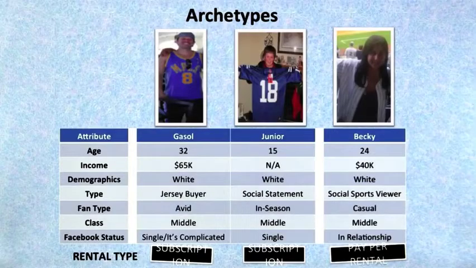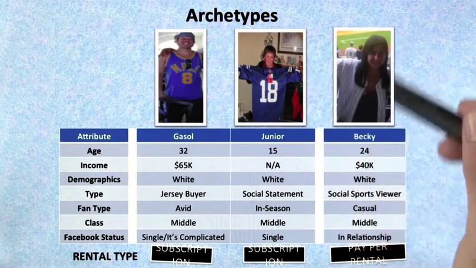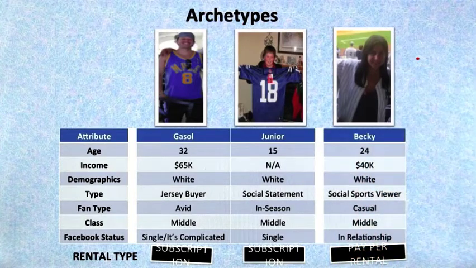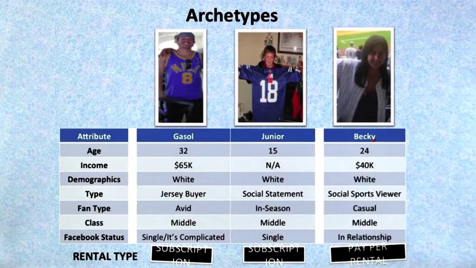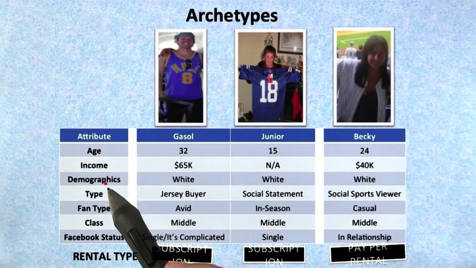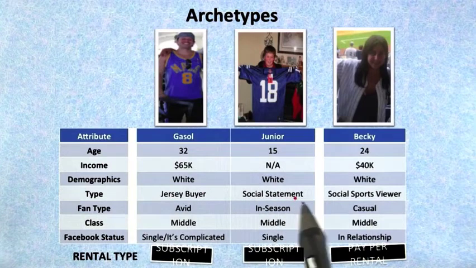So in understanding our customer segments, it was really helpful to put pictures up and actually build an archetype of who our 3 potential customer segments are. The first one we called Gasol, the next one we called Junior, and then the third we called Becky. And we talked about their age, their income, their demographics, whether they were a buyer or whether they were wearing the jersey as a social statement or whether they were actually a social sports viewer.